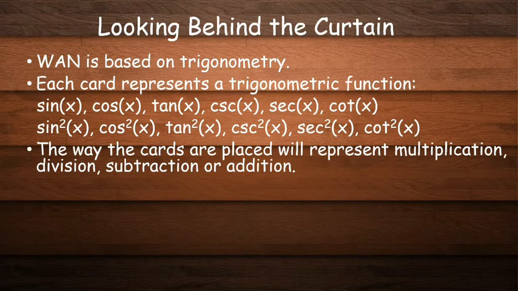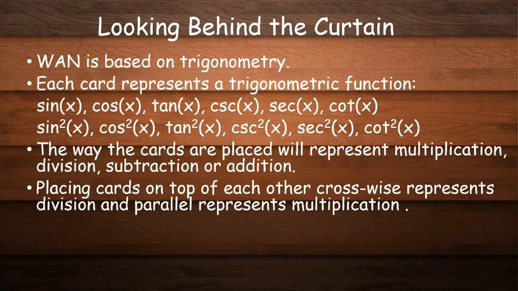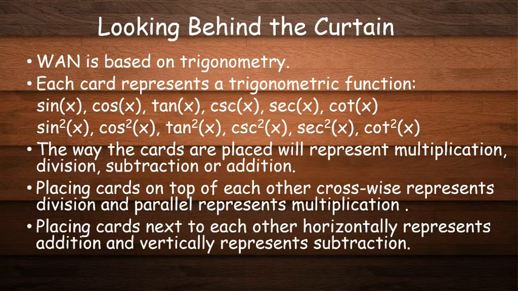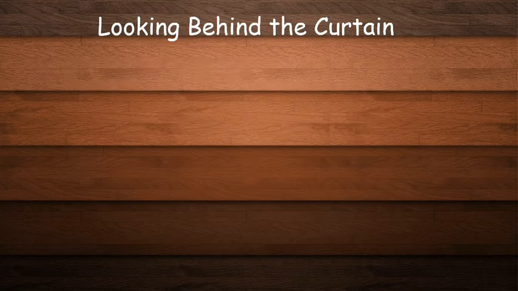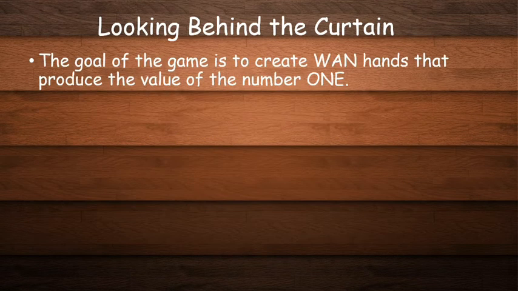The way you place the cards indicates whether you're doing division, subtraction, multiplication, or addition. Place the cards on top of each other, crosswise, that represents division. Parallel, it represents multiplication. Place the cards next to each other horizontally, that represents addition. Vertically, that represents subtraction. So let's look at an example. The goal of the game is to create one hand that produces the value of the number one. One, one. I thought that was rather clever.